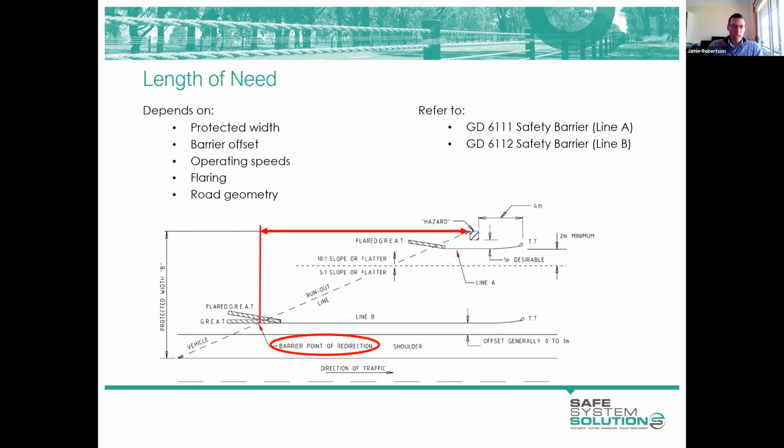If a barrier is flared, we can reduce our length of need, or we can at least ensure that our barrier is as effective as it can be in terms of shielding that hazard. We might have a constraint here, perhaps a driveway or something, that means that we can't make the barrier as long as we'd like, but we might want to flare it away. You can see a flared terminal here, and that just serves to cut out that run-out line a little bit sooner and offer better protection to that hazard.